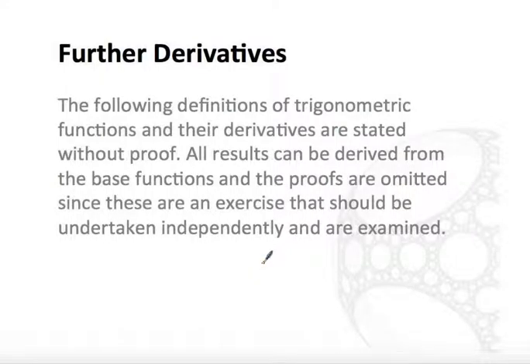Now, there are obviously further derivatives because you've got tan, sec, cosec and cot, and so I'm going to state their derivatives and give them to you without proof, but all of these results can be found by using the base functions sine and cos. I've omitted these proofs because it's an exercise that you should try and do independently, as they do come up in homeworks and they come up in the exam. So it's an exercise that you need to be able to manipulate and try and do for yourself.